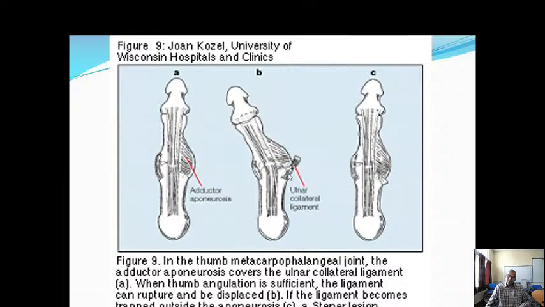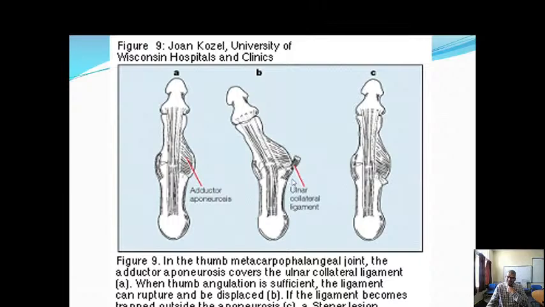The proximal part is here, the distal part is inside the adductor aponeurosis, because of the tissue interposition of the adductor aponeurosis between the fragments of the ulnar collateral ligament. This injury is most unlikely to heal without any operative intervention. Whenever the thumb angulation is sufficient, the ligament can rupture and can displace. If the ligament becomes trapped outside, it is called Stener's lesion.